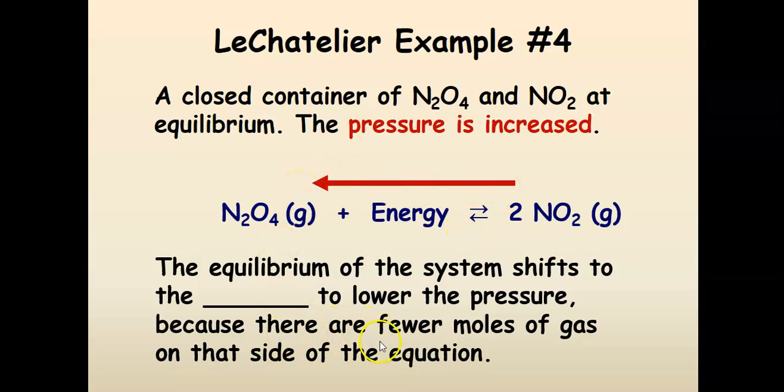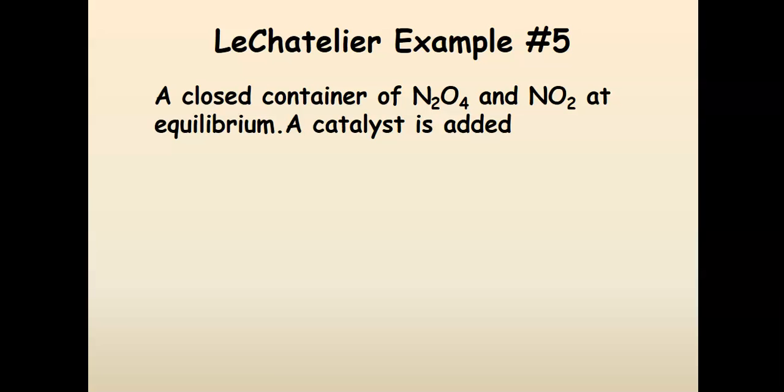Look at the hints here. It says to lower the pressure because there are fewer moles of gas on that side of the equation. This side has 1 mole. This side has 2 moles. So that means equilibrium shifts towards that side, even though they are all in the same container. And of course it's a closed container. So in this case, equilibrium will shift toward the side that has a lower mole, when you are considering gases this time around, both of them are gases. Alright? Good.